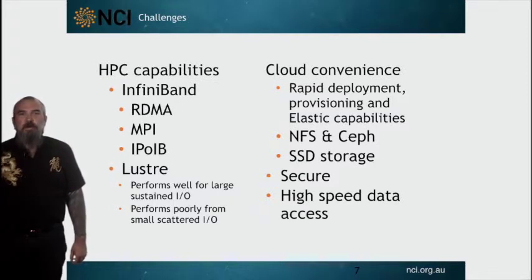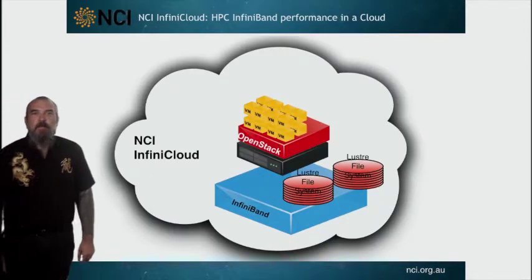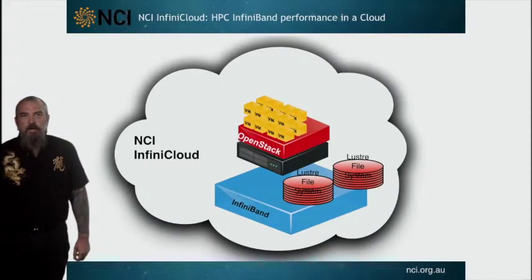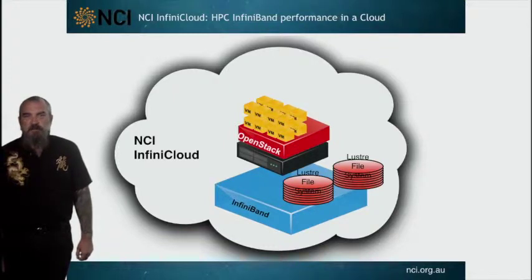Our challenge was to provide the high-performance computing capabilities based on InfiniBand of RDMA, MPI, IP over IB, combined with a Lustre file system, with the convenience of clouds, the rapid deployment, NFS and Ceph, solid-state disk storage in a secure manner with high-speed data access. The model we came up with was InfiniCloud, which is an OpenStack-based cloud running virtual machines connected to an InfiniBand fabric and supporting Lustre file system access.